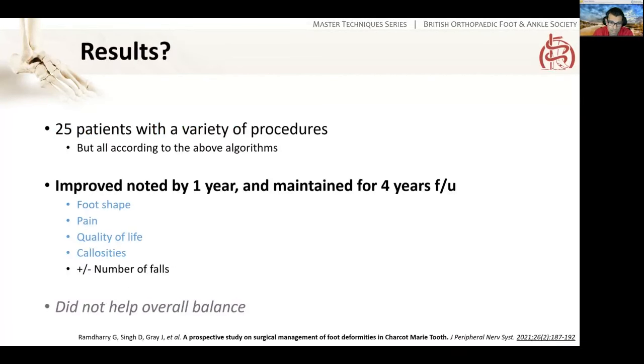And what are the results? So Dishan Singh published this, 25 patients using a variety of procedures, bespoke but according to similar algorithms, and noted that by 1 year and maintained for 4 to 5 years, the foot shape improved, pain improved, velocities improved, quality of life improved. But interestingly, it didn't help the falls and overall balance because that seemed to be multifactorial.